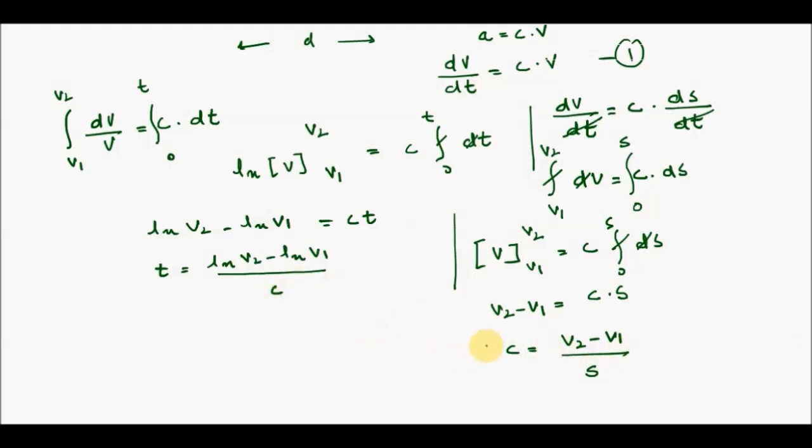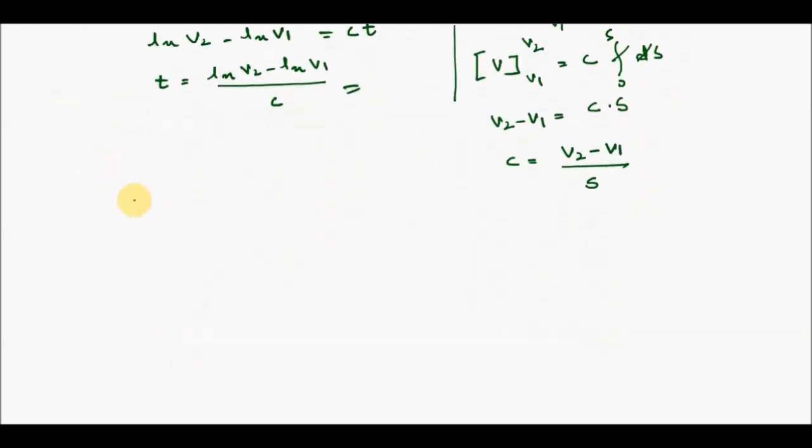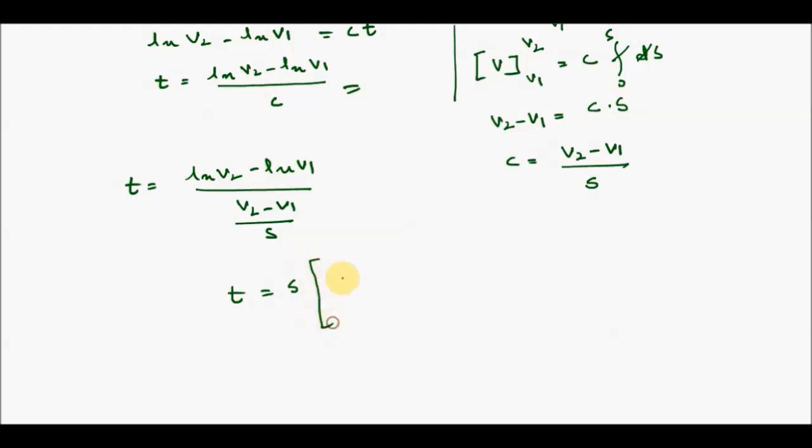So if I put my c in this equation, I'll get an appropriate answer for my question, and t will come out to be simply ln of v2 minus ln of v1 all divided by v2 minus v1 divided by s. Or I can rewrite it as t equal to s into ln of v2 minus ln of v1 over v2 minus v1, right? So this is our answer for the second question.